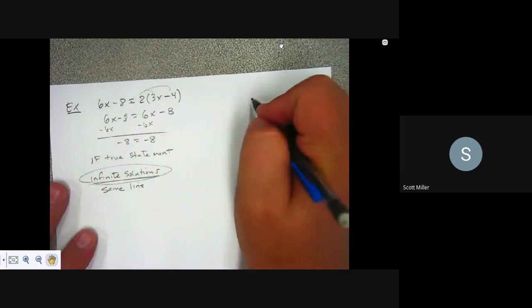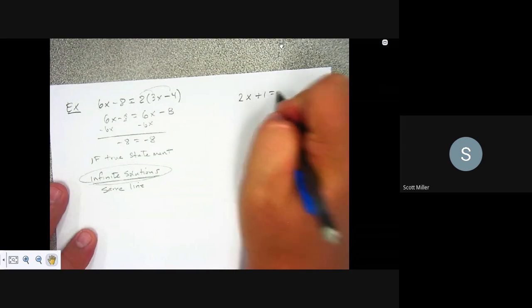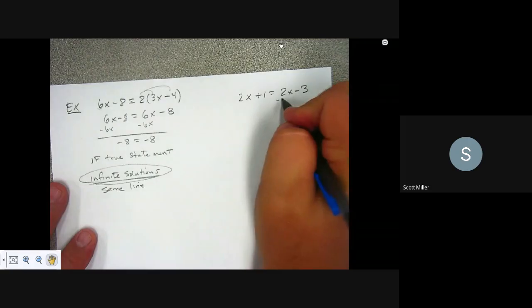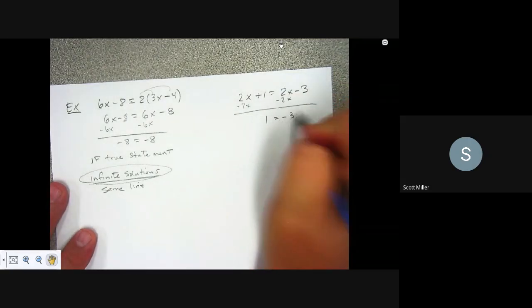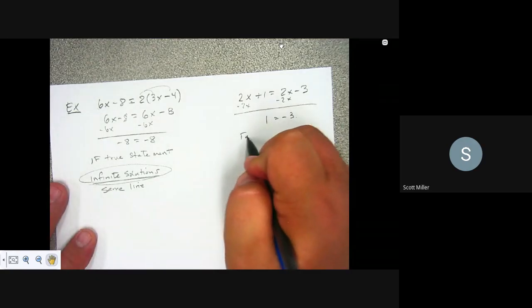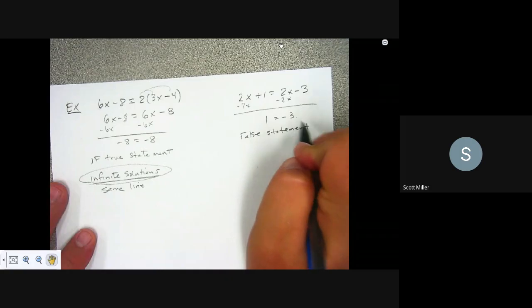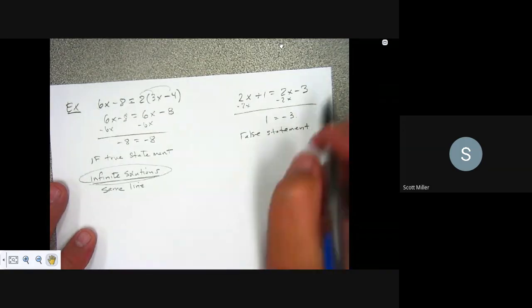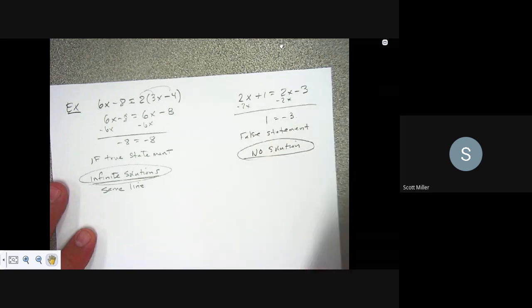What happens if I do a problem, and I'll just make one up very quickly here. What if I get 2x plus 1 equals 2x minus 3? In this case, when you add the opposites there, you get 1 equals negative 3. Well, this is a false statement. The variable term has disappeared. So what does this mean? Well, this means that you have no solution. That would be your answer for a false statement like that.